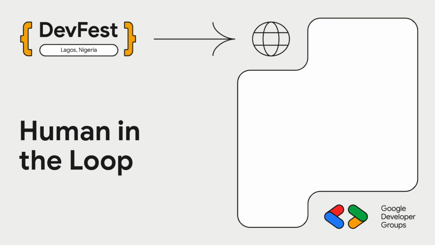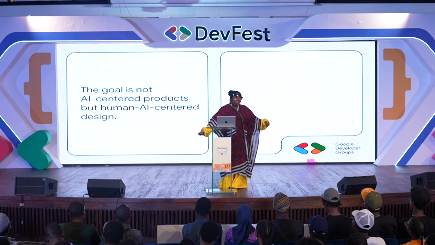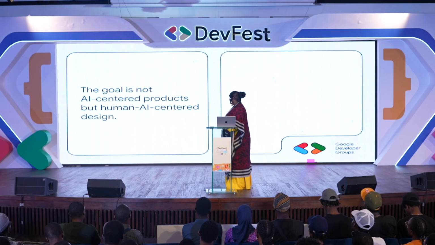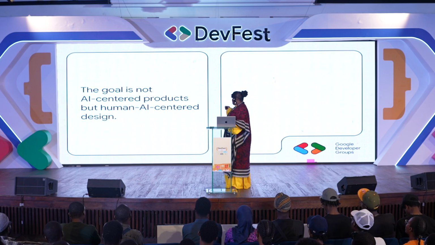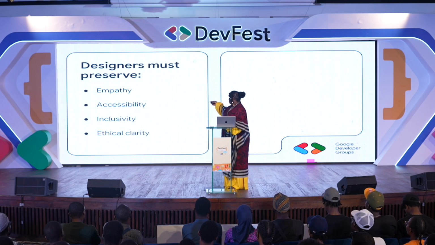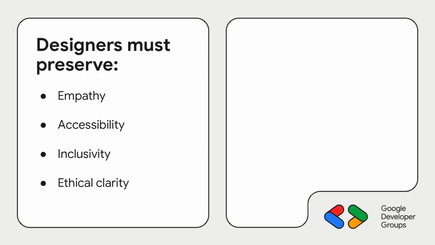Let's move on to the actual human part of it. This is me. Let's talk. So where does Adaeze as a designer come in, in a world where AI is now everywhere? The goal of AI-centered products, but as designers, we must preserve empathy. That's something that AI does not know. AI, apart from even empathy, the human experience.